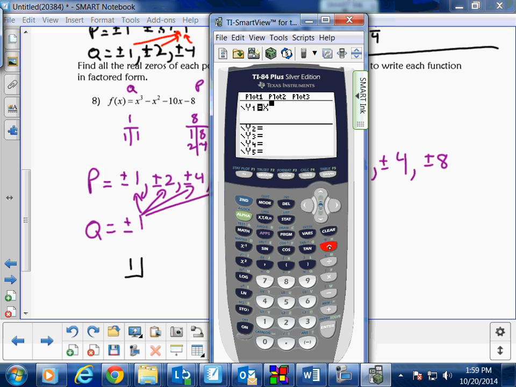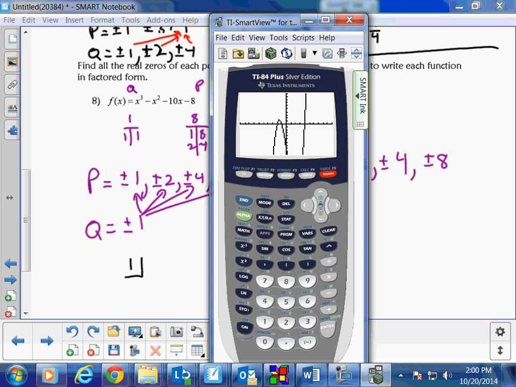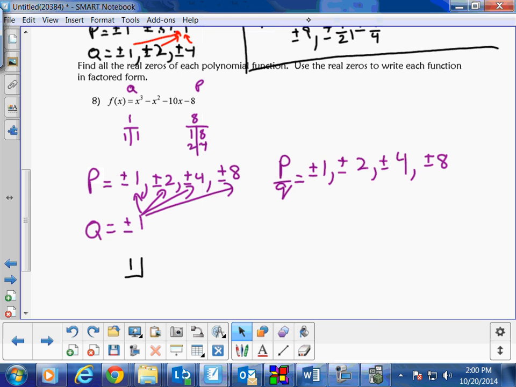x cubed minus x squared minus 10x minus 8. Now if we hit graph, you can see that you have a couple of zeros. You got one at -1 and another one at -2 and another one at 5. So I'm going to skip 1 and jump right into -1.